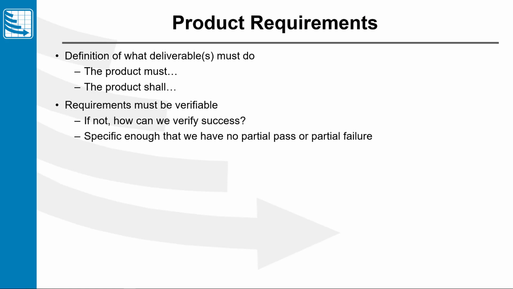Then, like I said, they must be verifiable. If we don't know when we're going to verify the requirement, how are we going to ever be able to verify that we were successful or that the requirement's been satisfied? And we want to be specific enough that we have no partial passes or no partial failures.